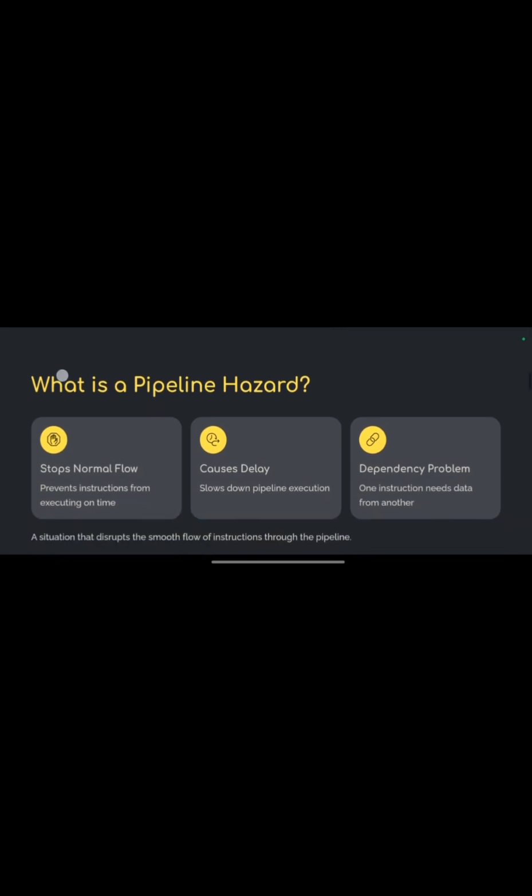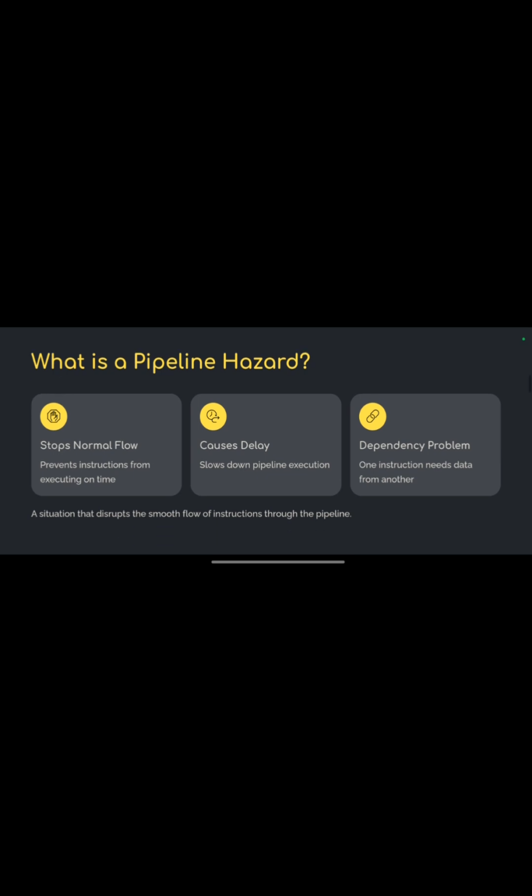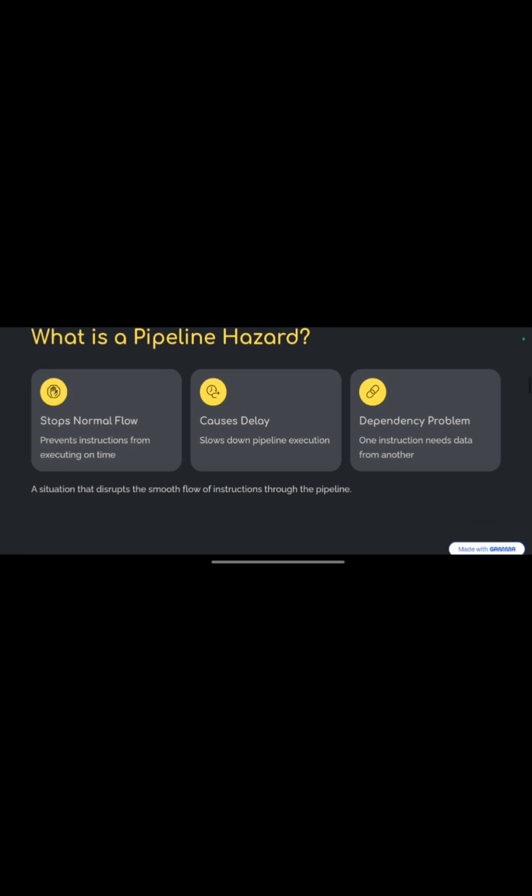Even though pipelining increased speed, sometimes problems may occur. These problems are called pipeline hazards. They prevent the next instruction from executing properly. Because of this, the pipeline may slow down or stop temporarily. So, pipeline hazards are obstacles that reduce the efficiency of pipelining. Let's see a small example of it. It's like a traffic jam on a road, where vehicles cannot move smoothly. So, pipeline hazards are problems that disturb the smooth execution of instructions in pipelining.